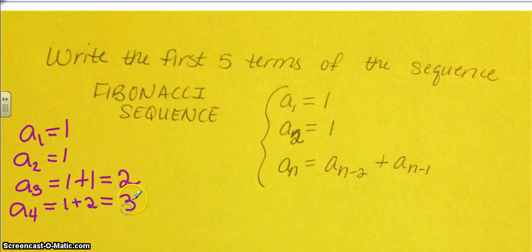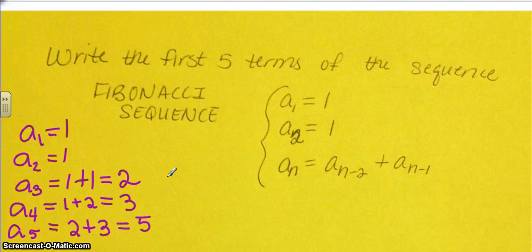So a sub 4 is 3. And finally a sub 5, take the two terms that came just before a sub 5, which is 3 and 2. So 2 plus 3 is going to give me 5. So these are my first 5 terms of the Fibonacci sequence.